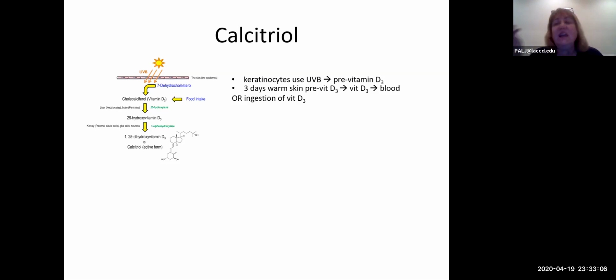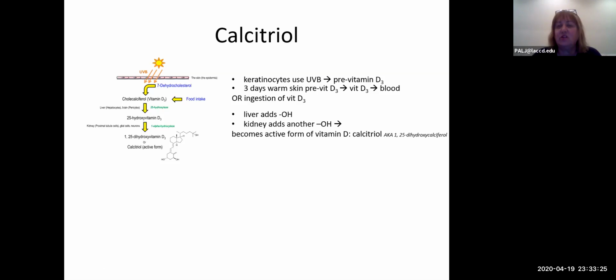Okay. So either of these two ways, you can get it into your blood. That's not vitamin D yet. This is vitamin D3. And so what vitamin D3 does is it has to travel in your blood, and the first place it has to go to your liver, where there's a hydroxyl group, an OH attached to it. After that, it then travels to your kidney, where another hydroxyl group is added onto.